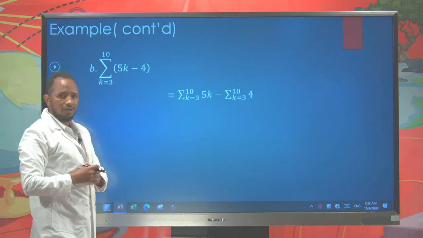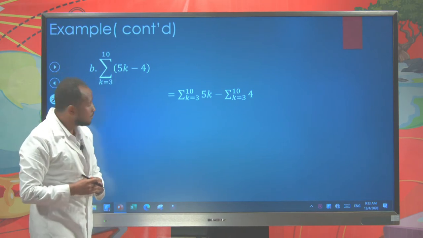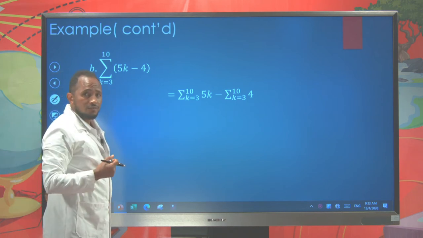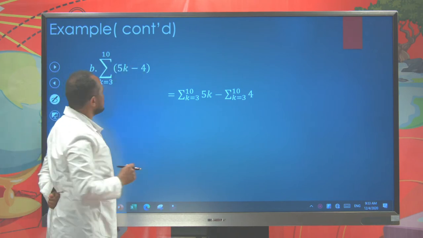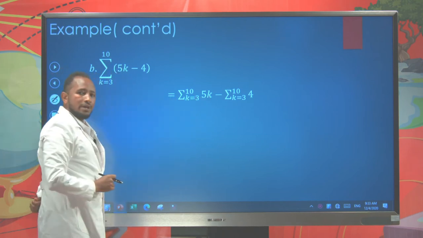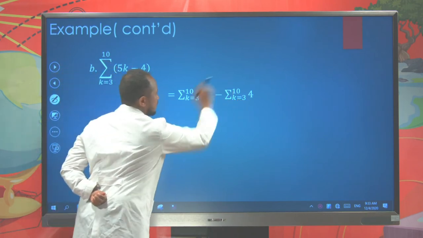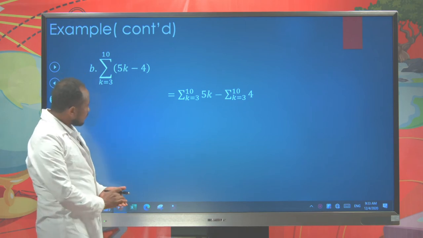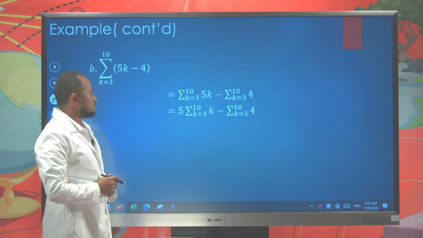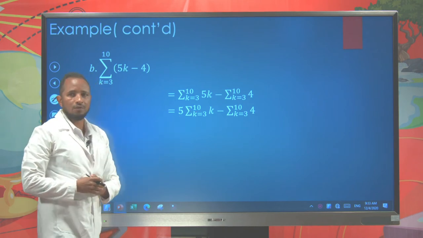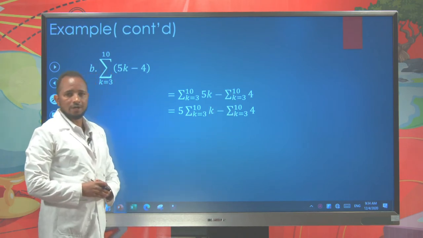The summation of 5k minus 4, where k starts from 3 up to 10, is equal to, using the property of summation, this summation can be distributed over subtraction. So the summation of 5k, where k starts from 3 up to 10, minus the summation of 4, where k starts from 3 up to 10. You can take 5 outside from the summation, since a constant can be factored out. So it is 5 times the summation of k, where k starts from 3 up to 10, minus the summation of 4, where k starts from 3 up to 10.